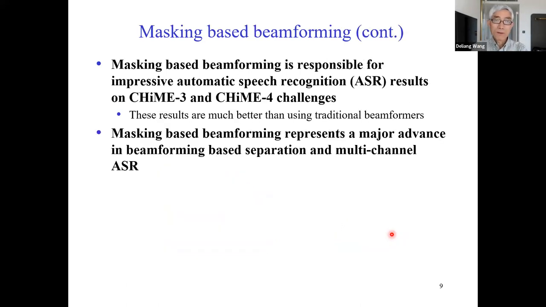Mask-based beamforming is responsible for a large amount of improvement in two open evaluation challenges called CHiME-3 and CHiME-4. And this results in much better performance than traditional beamforming. And I think it's fair to say that mask-based beamforming represents a major advance in beamforming development, particularly for beamforming-based multi-channel automatic speech recognition.